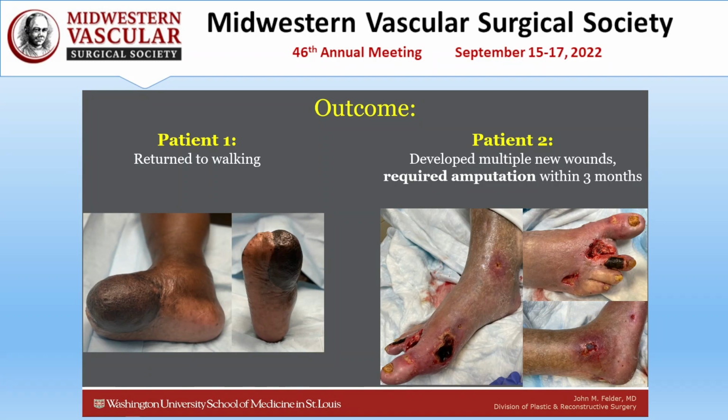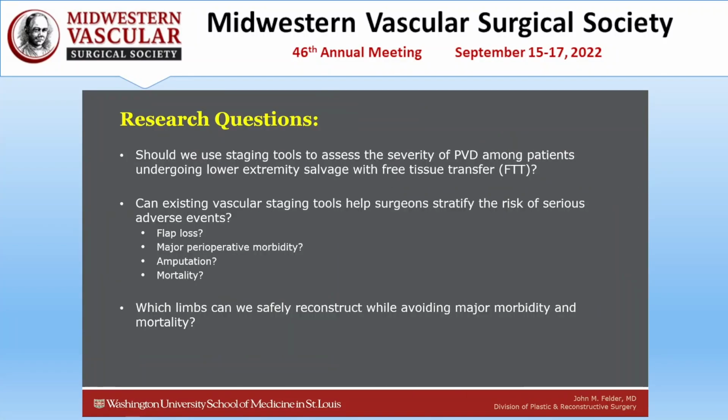So looking at these two patients, it wouldn't be immediately evident at the outset which one of these would have gone on to failure and which one would have been the successful wound healing. So our questions were, how could we use staging tools to assess the severity of the disease in these patients, and better predict their outcomes, both with local flap salvage, amputation, as well as 90-day and 1-year mortality.